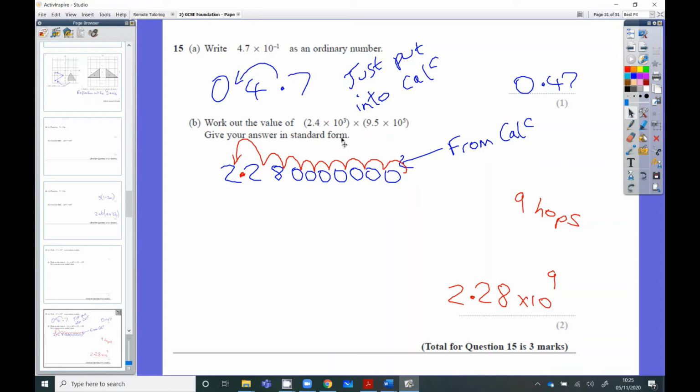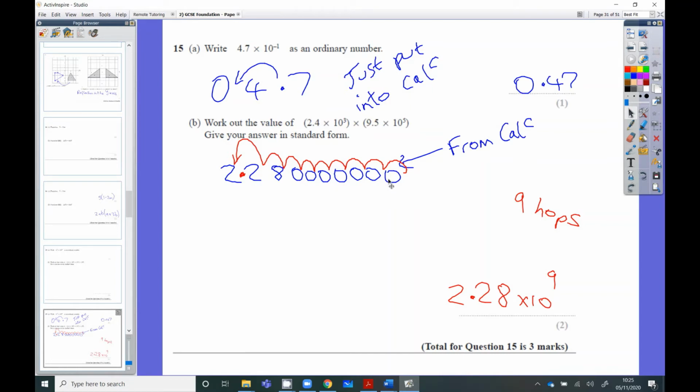With standard form, remember the first component is always between 1 and 10. So where would we put our decimal point to get a number between 1 and 10? It will be between the 2's, giving us 2.28. Make sure you still include the 2 and the 8. Don't drop any of the numbers. So our first component is 2.28 times 10 to the power of something. The power is always going to be positive because this is a big number.